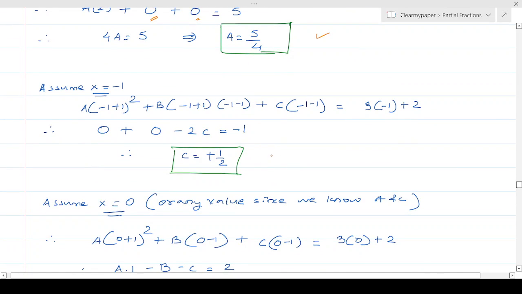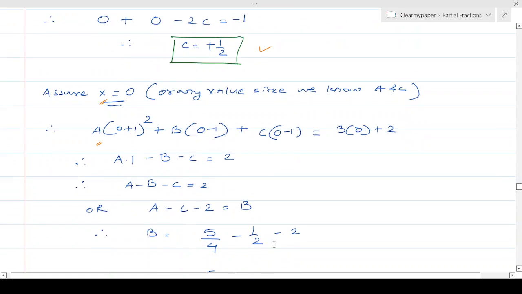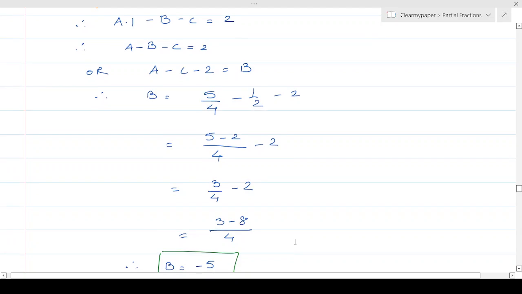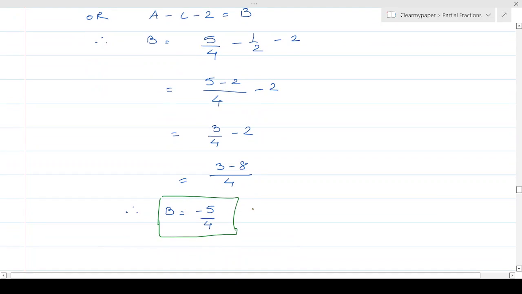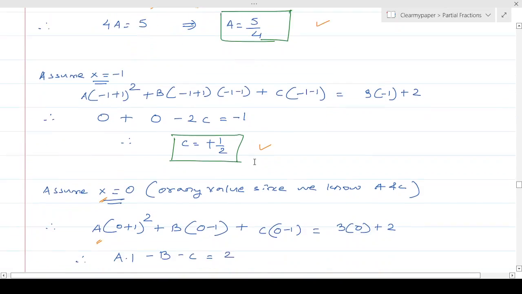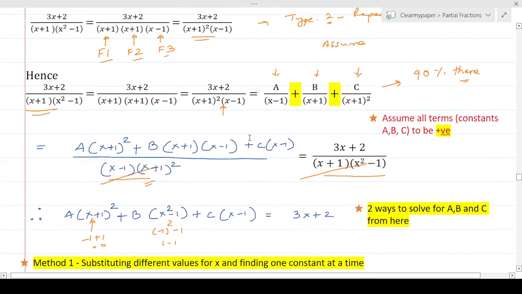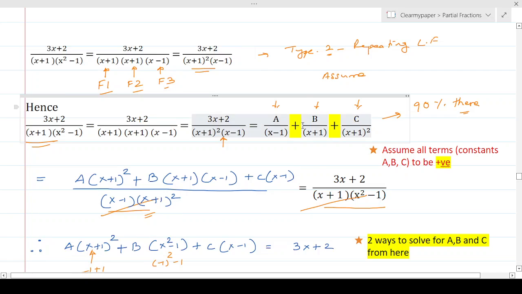And now since we have the value of A and C, you can substitute any small value, plug in the values of x, and plug in the values of A and C to get the value of B. And the value of B is minus 5 by 4. So that way we have got the values of A, B and C, and our objective is to go and put them back in this equation. That's how we complete the partial fractions.